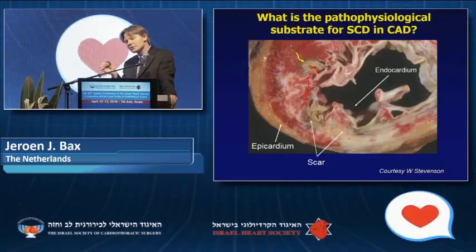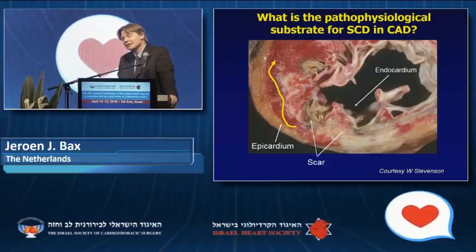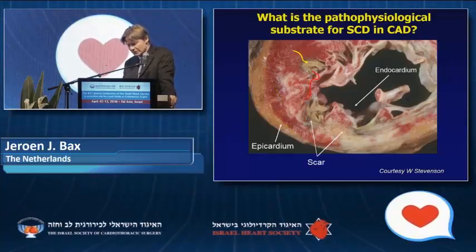So this is the slide from Bill Stevenson that I always like to show. The center is always a core infarct. Then you have the remote, which is normal myocardium. And it's the transition between the core and the remote where the business takes place. This is not new, it has been shown by Doug Zipes years ago. In the 1980s, he already showed these animal experiments.